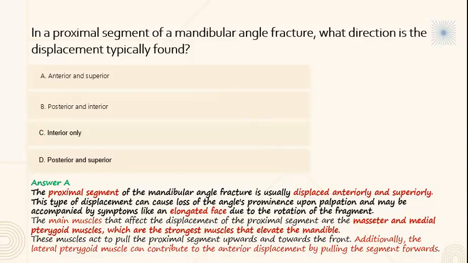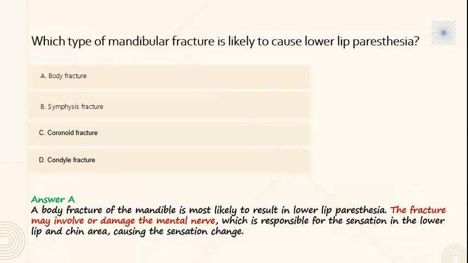The main muscles that affect the displacement of the proximal segment are the masseter and medial pterygoid muscles, which are the strongest muscles that elevate the mandible. These muscles act to pull the proximal segment upwards and towards the front. Additionally, the lateral pterygoid muscle can contribute to the anterior displacement by pulling the segment forwards. Which type of mandibular fracture is likely to cause lower lip paresthesia?